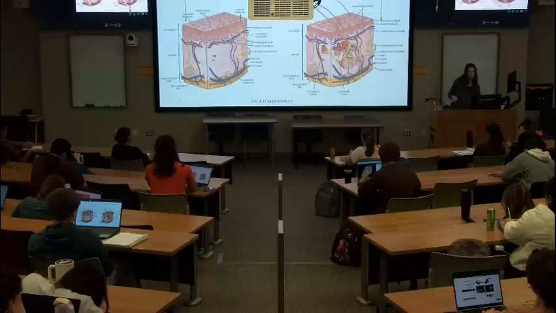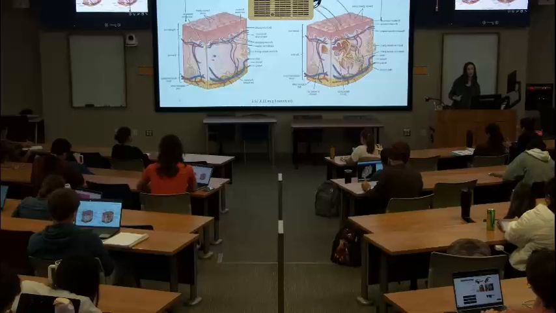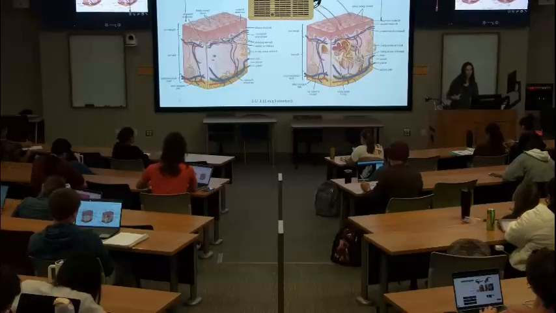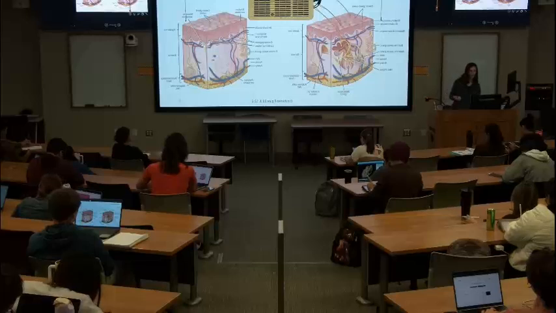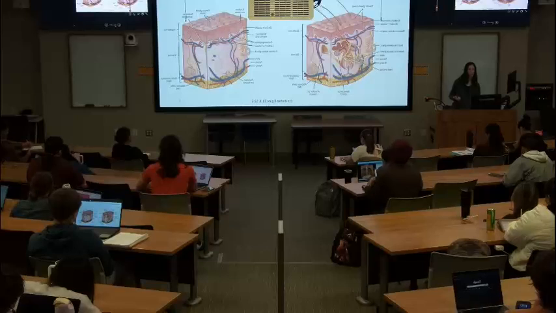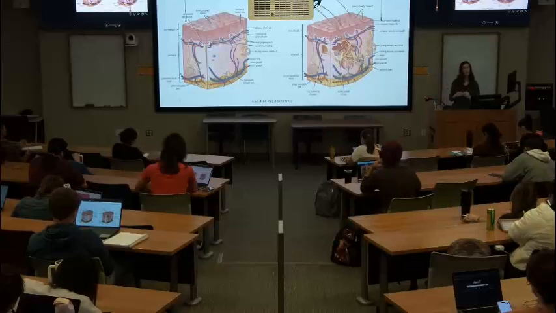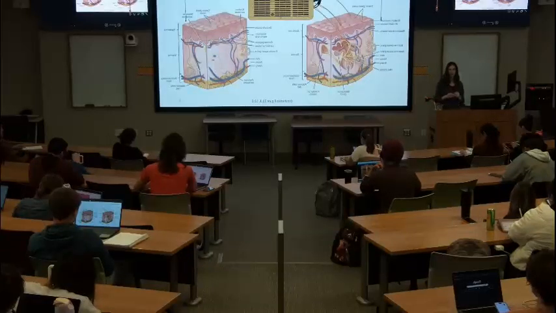In thick skin, it's going to be a lot easier to see sensory structures. You're going to find one type of sensory structure in the papillary layer, and you're going to find one type of sensory structure in the reticular layer. So you can see here, there's one corpuscle up here, Meissner's, and there's one corpuscle down here, Pacinian. So those are going to be the two major sensory structures that you'll want to look for.